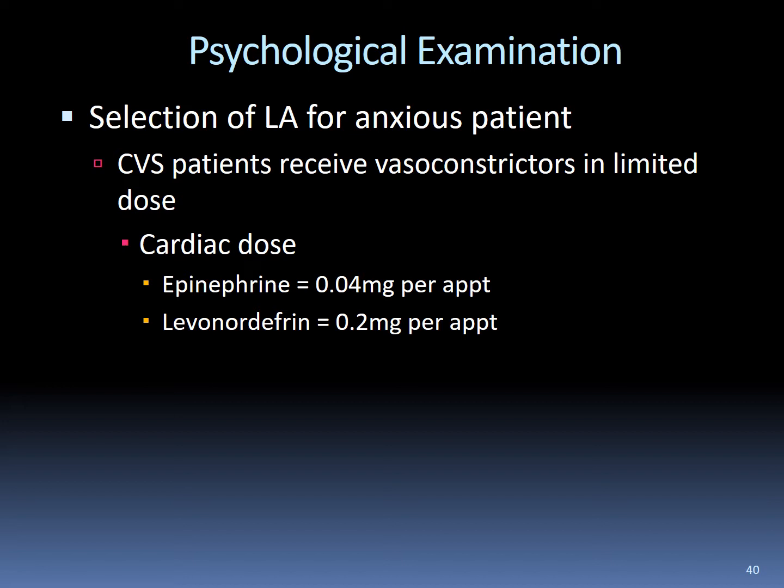And the selection of local anesthetics for this patient may have to do with whether or not we will administer a vasoconstrictor. We must determine this on several levels. Do we need hemostasis? Or will the patient's condition or medications determine the dose? Either one, we go to a lower dose called our cardiac dose or limited dose. With the administration of epinephrine, we only administer 0.04 milligram per appointment. If it is the synthetic epinephrine levonordefrin, it will be 0.2 milligram per appointment.